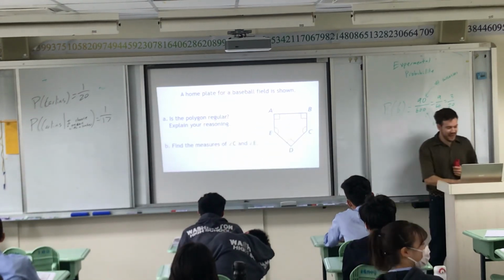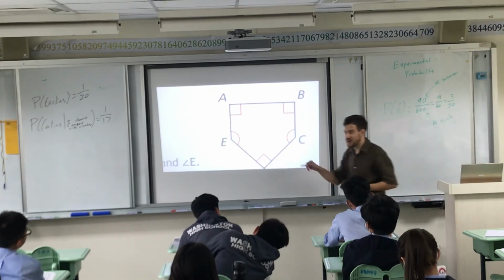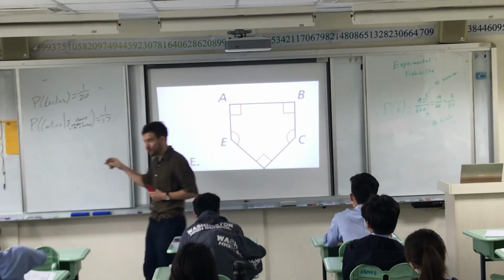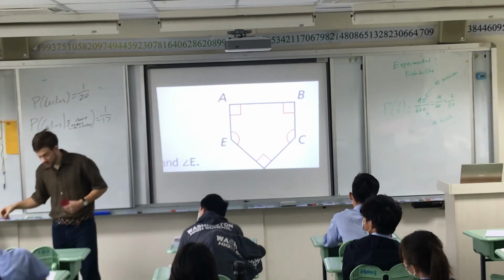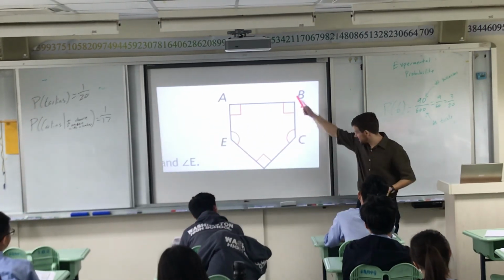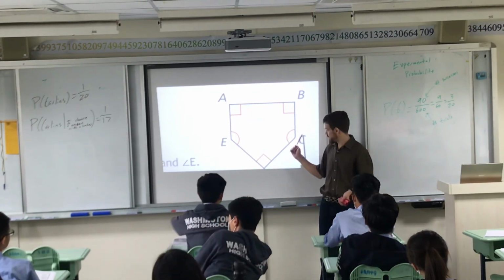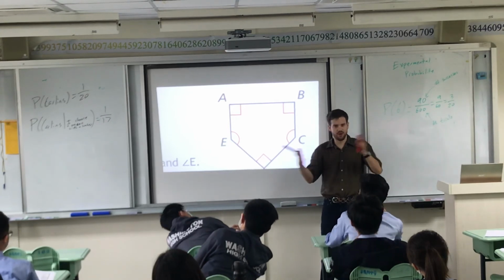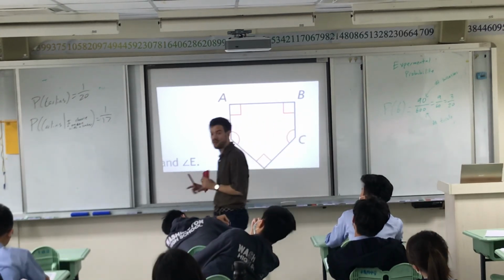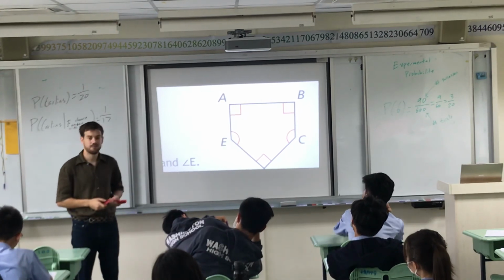Alright. Consecutive. What does consecutive mean? Next to each other. In a row. Okay? So A and B are consecutive. B and C are consecutive. E and A are consecutive. C and E are sadly not consecutive. They're not next to each other. The D gets in the way. Make sense?